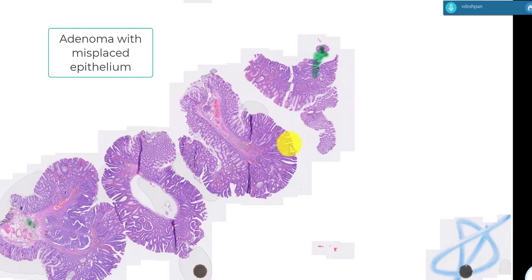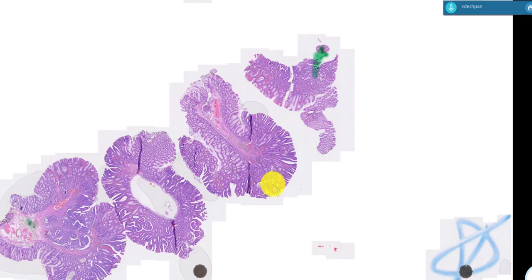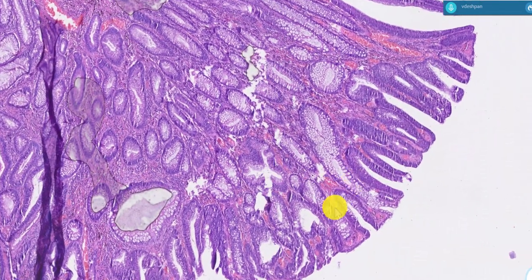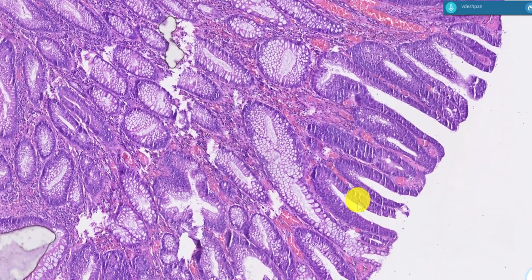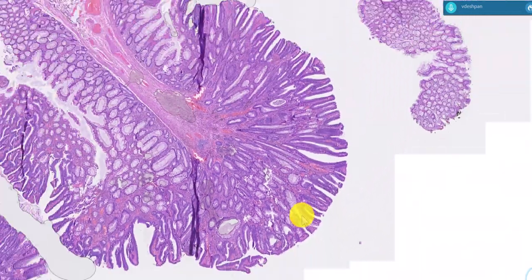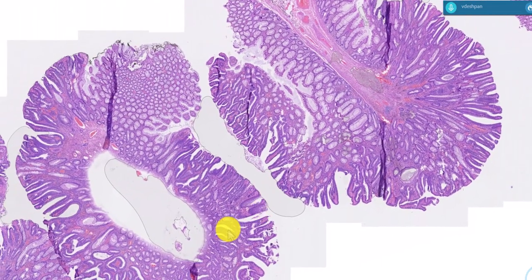This is case 1, and this is another example of a tubular adenoma with misplaced epithelium. So let's look at the epithelium. We have 4 profiles to work with. It's definitely an adenoma: tall, hyperchromatic, stratified epithelium compared to the adjacent normal mucosa. Here's the normal mucosa, or at least normal crypts. All of that is adenoma.